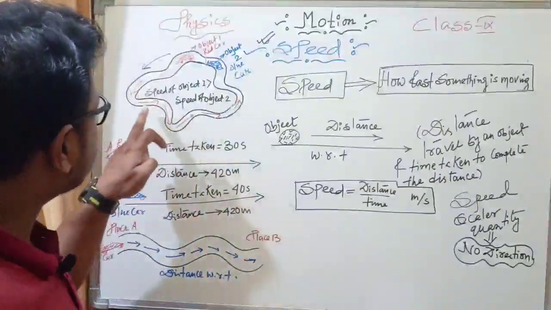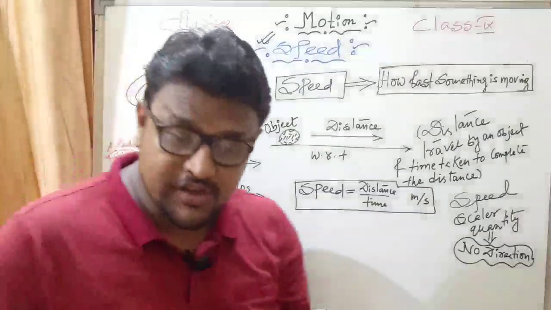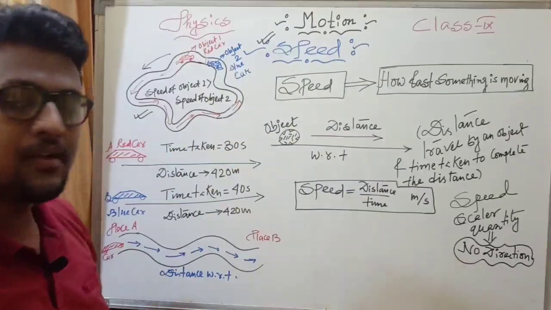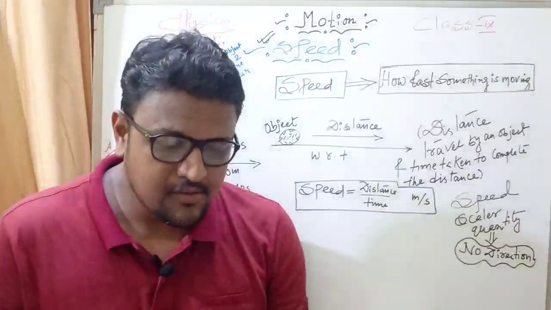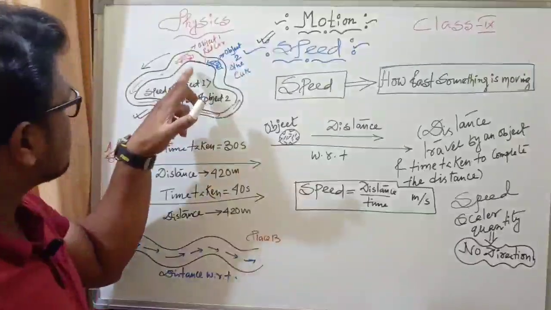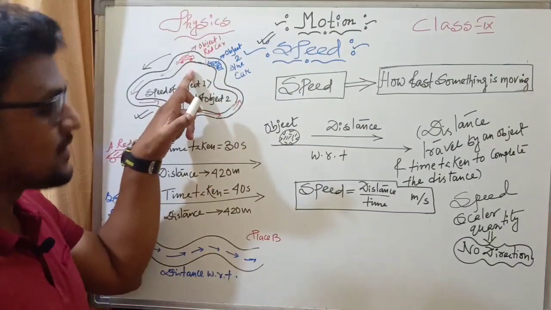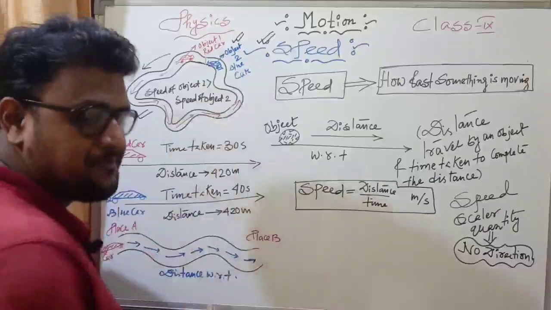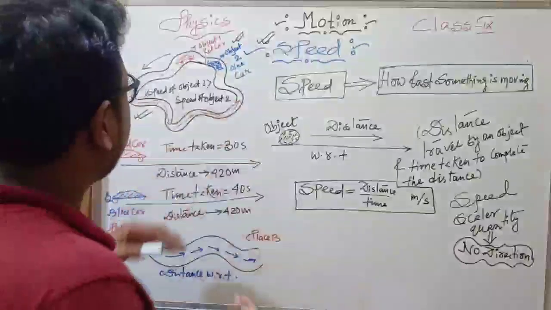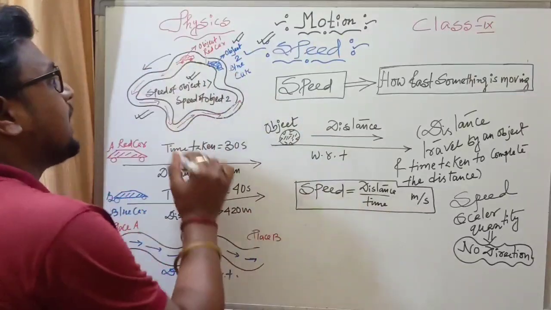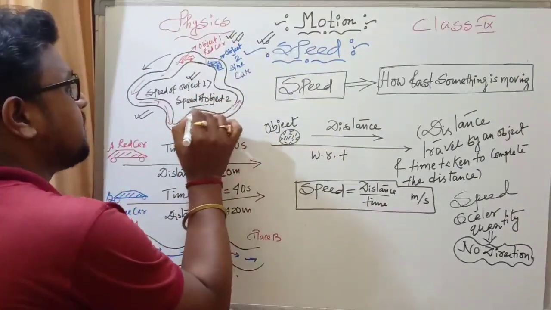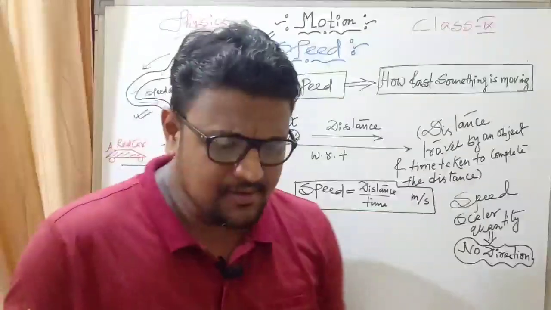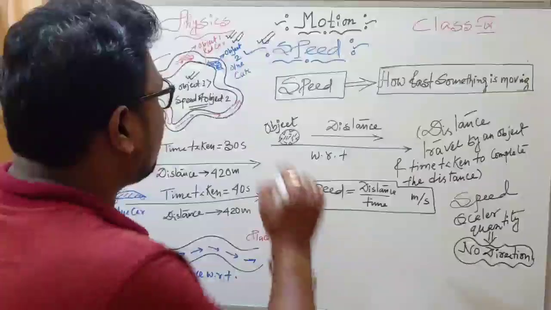Just by looking at this diagram, can you tell me which one is moving faster? Clearly, the picture shows that object 1, the red curve, is lagging behind object 2, the blue curve. That means the speed of object 1, the red curve, is greater than the speed of object 2. Clear? Now the question arises: what is speed?